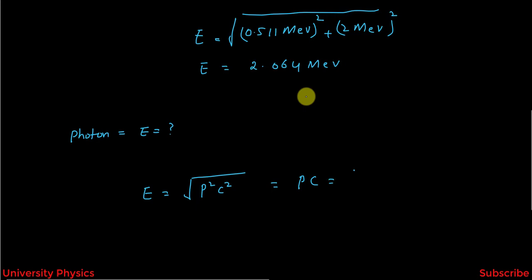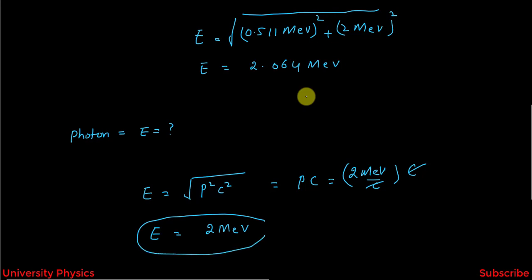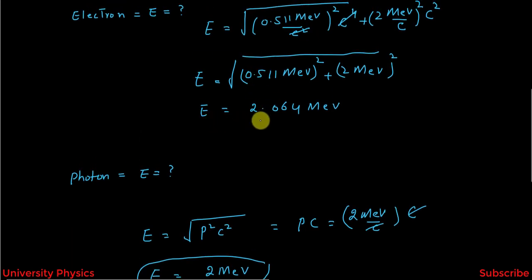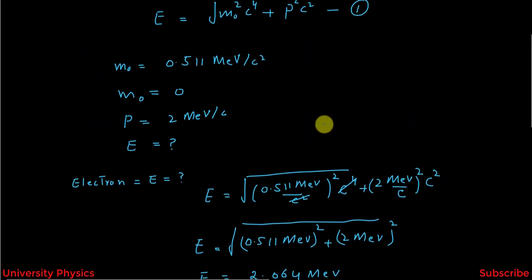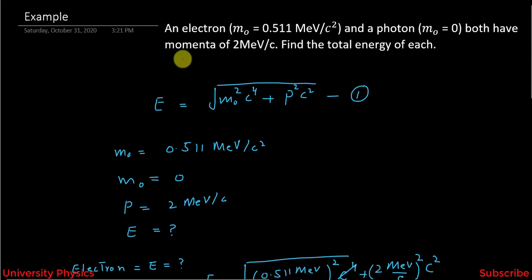The value of p is 2 MeV per c, times c. So this c and this c will cancel, and we will get E is equal to 2 MeV. So the energy of the photon is 2 MeV and the energy of the electron is 2.064 MeV. So this is the example related to the equation which we discussed in the previous lecture. Thank you.